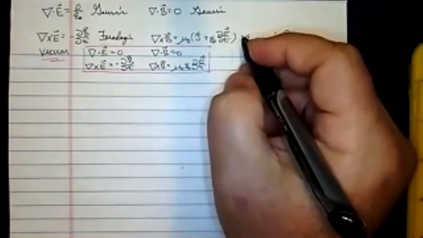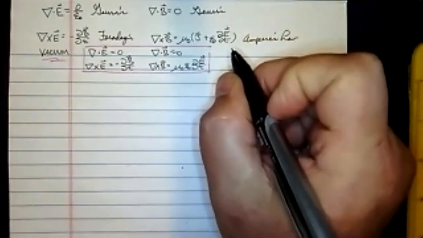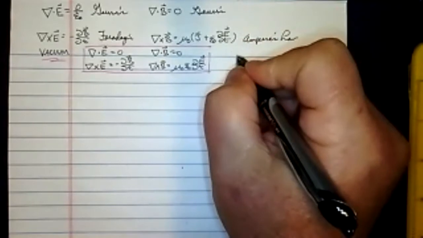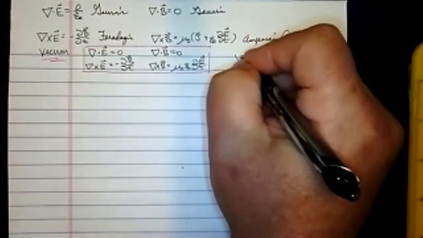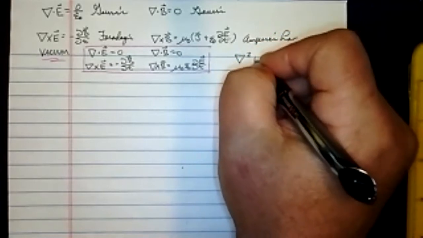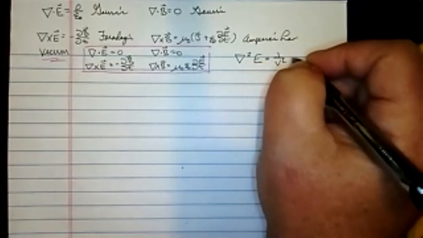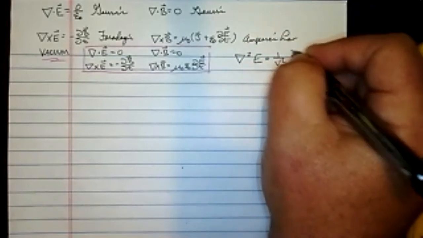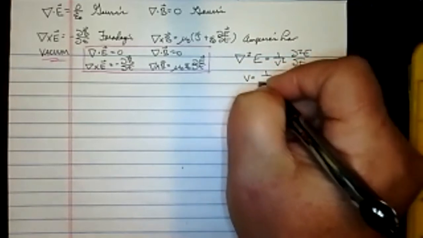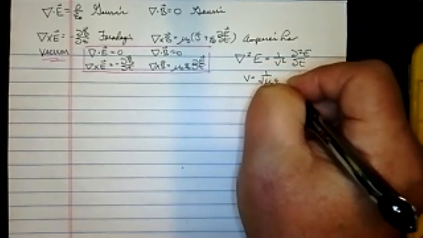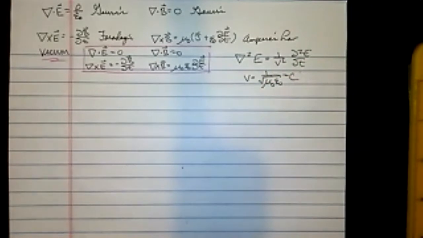Remember what we found as far as the wave equation goes for the electric field and the magnetic field. It was basically del squared E or B is equal to 1 over v squared, which turns out to be the speed of light, times the second partial of E or B with respect to time. And we found that v is equal to 1 over the square root of mu 0 epsilon 0, which equals the speed of light, c. Okay, so those are some things we're using.